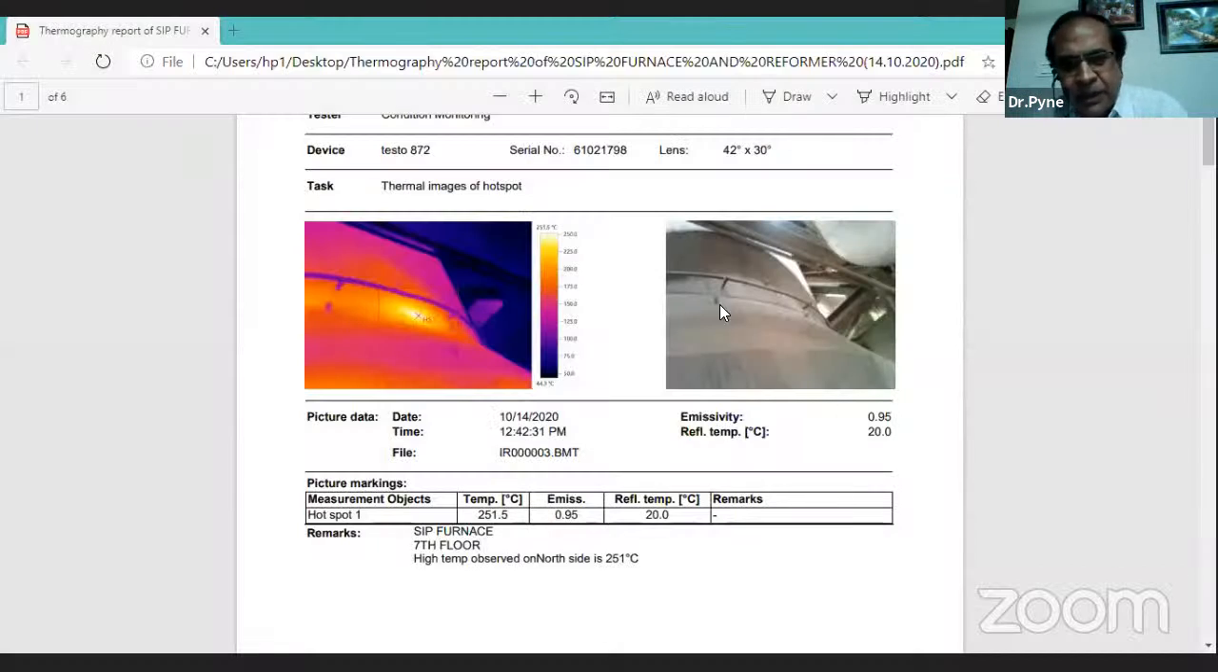Can you see the thermal image of this? Yes, sir. See, this is the spot. This is the very latest. How much? 1410, my dear. This is October. Yes, 1410.